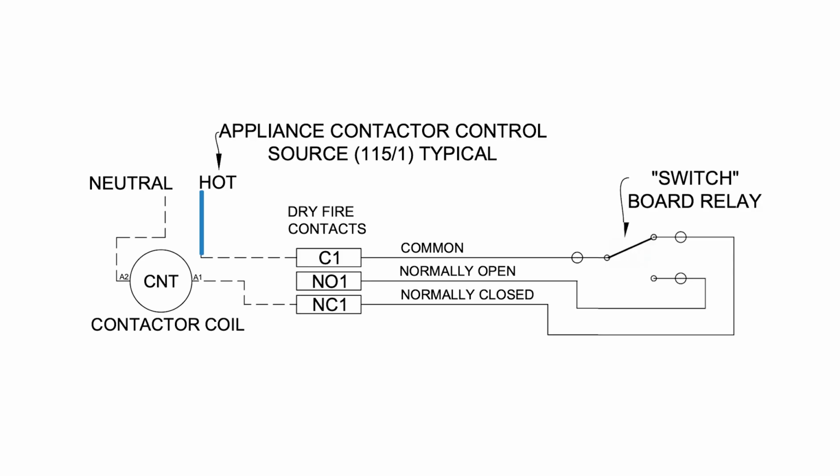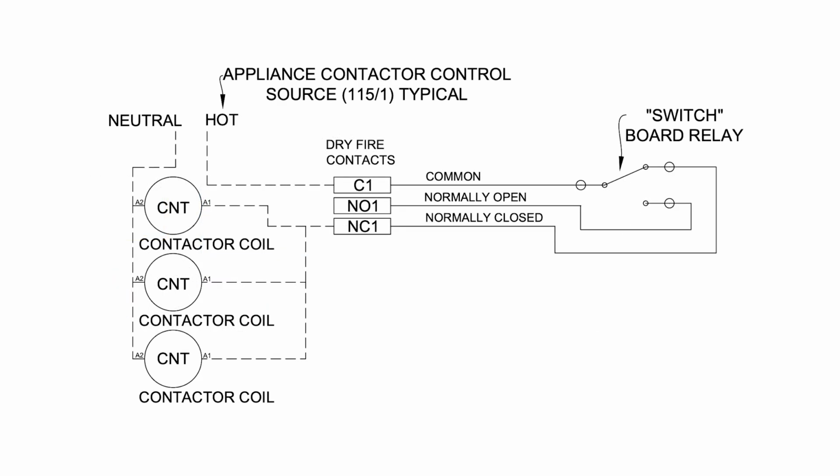The coil voltage will come into C1, or the common of the dry fire contacts. Then the normally closed NC1 becomes our switch leg and will wire to the coil of the contactor. To complete the circuit, the neutral of the power source also ties to the coil of the contactor. If there are multiple contactors, they will then wire in parallel.